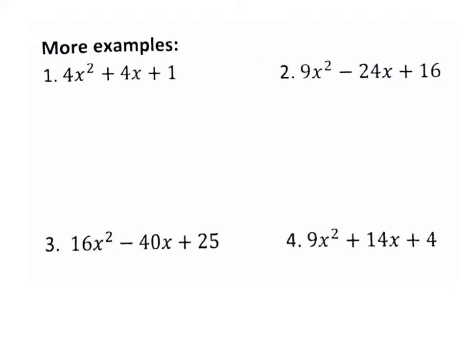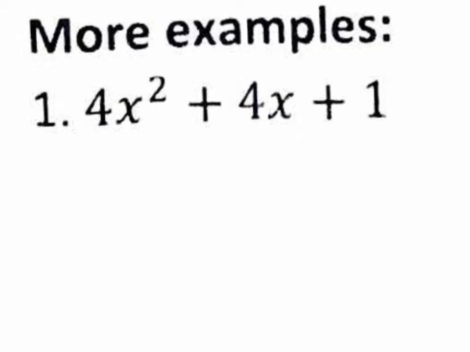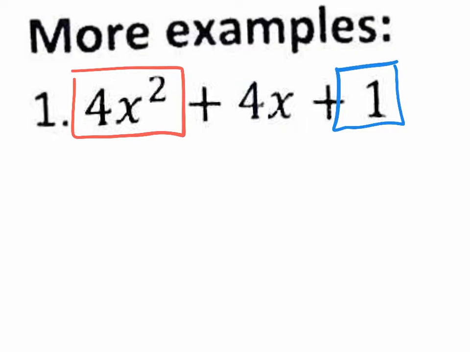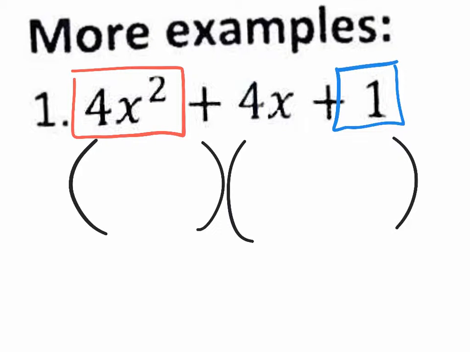So right here, we do have a perfect square term in the front, and we do have a perfect square term in the back. So we're going to go to our factored form format and do the square root of 4x squared, which is 2x, and the square root of 1, which is 1. And if you do that again, 2x and 1.